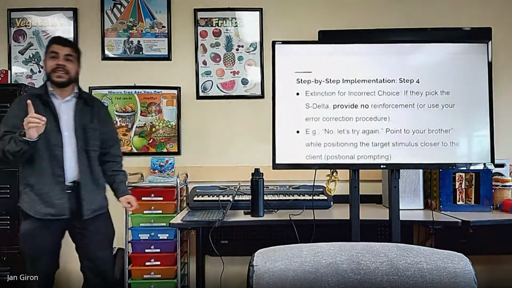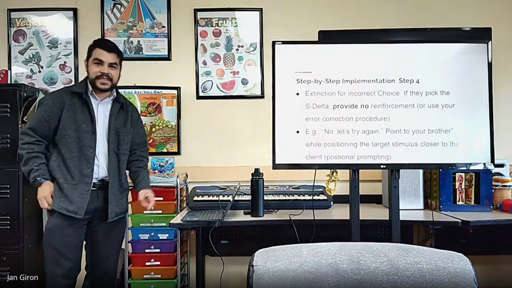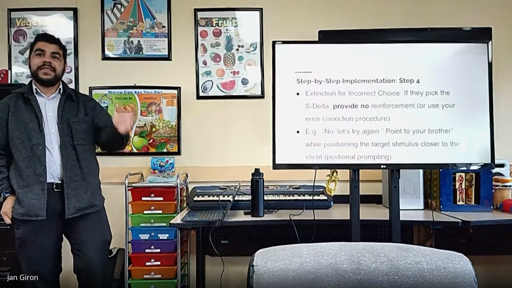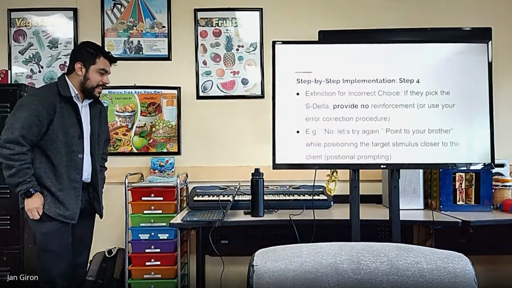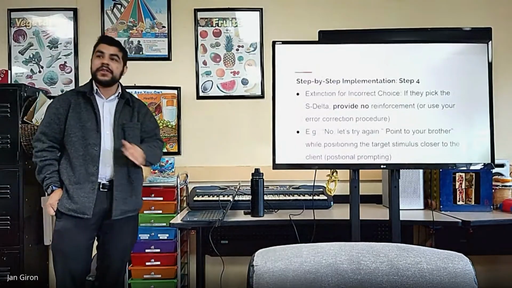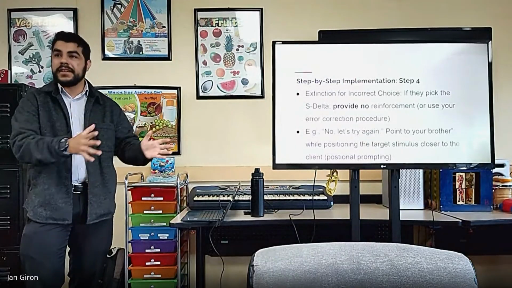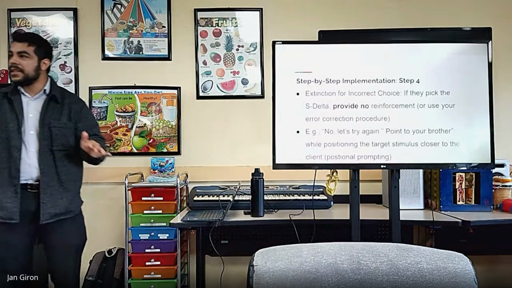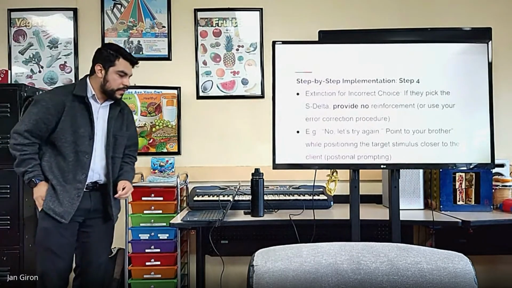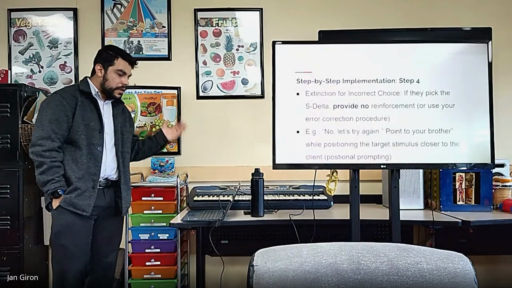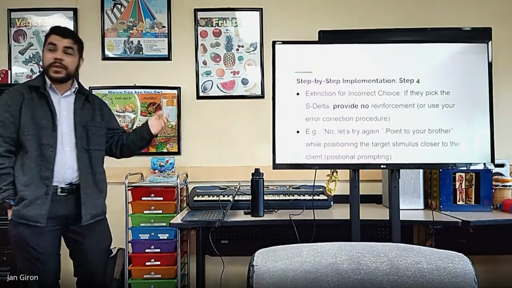However, what if he doesn't choose his brother? What if he says that the stranger in the stock photo is his brother? Then we would provide no reinforcement, because that stock photo of the individual is an S delta. No reinforcement can be delivered here. So then we would implement an error correction procedure. We would say, no, let's try that again, and then point to your brother.